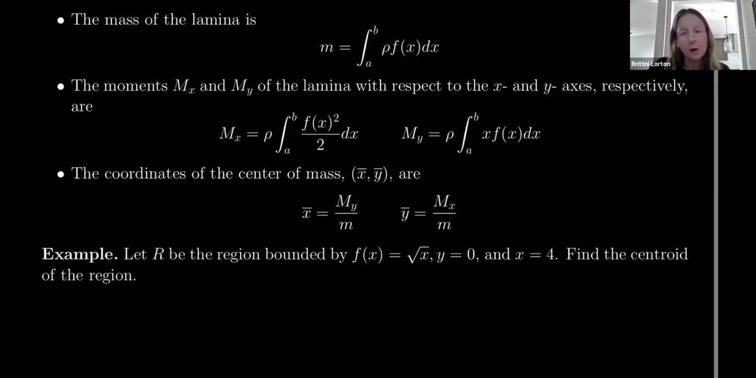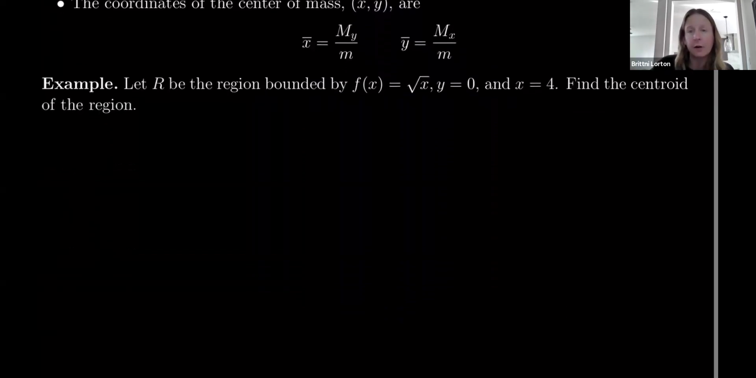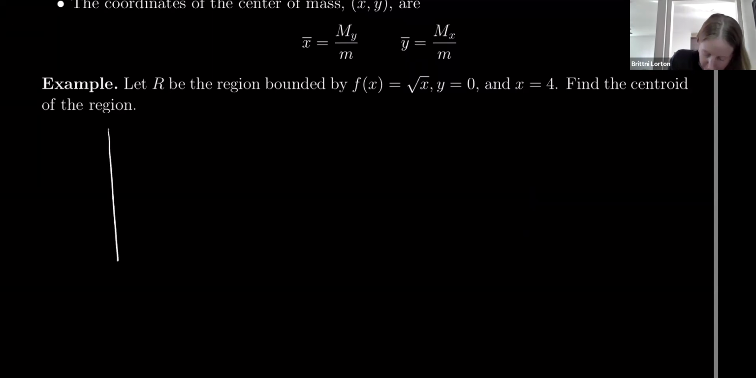Excuse me. Okay, let's do an example. I'm going to scroll back and forth to get those formulas for us, but hopefully you have those formulas in front of you. Let's do this example. You're going to need to draw a picture for this one, trust me. Sometimes you can get away without it, I know, but this one you're definitely going to need. R is the region bounded by f of x equals the square root of x, y equals 0, and x equals 4. Let's draw that picture.